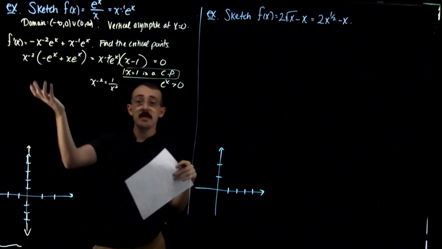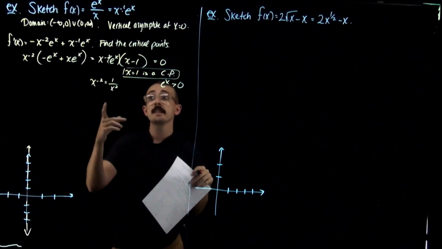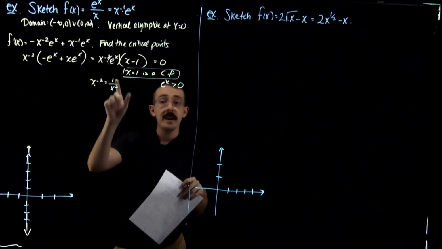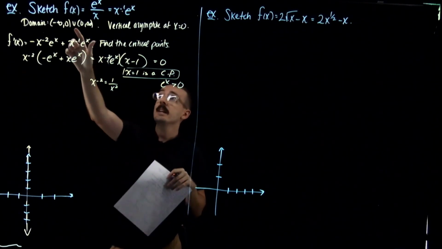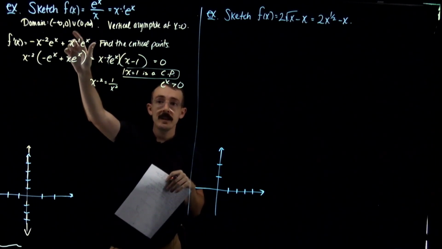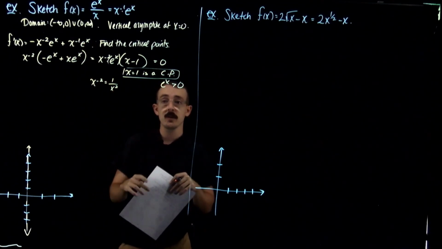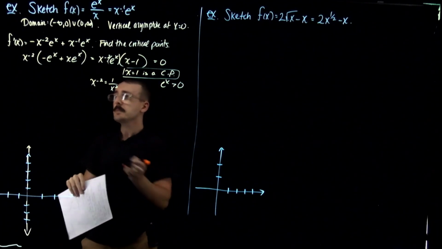Now, does the first derivative go undefined? The answer to that is yes, because you can't plug in 0 here. However, it's not a critical point because it never belonged to the original domain in the first place. So x equals 0 is not a critical point. So this is our only one.